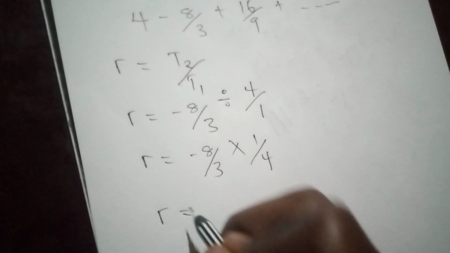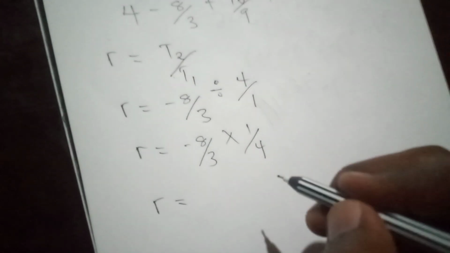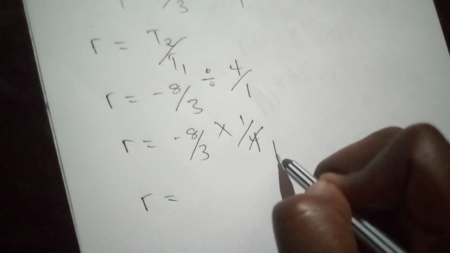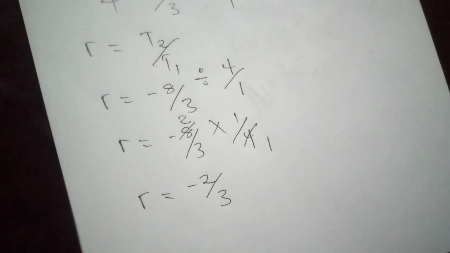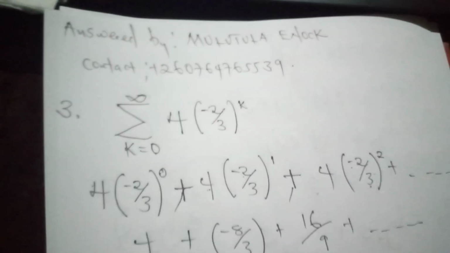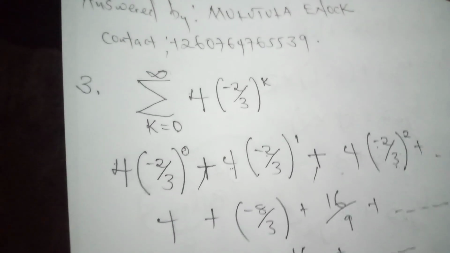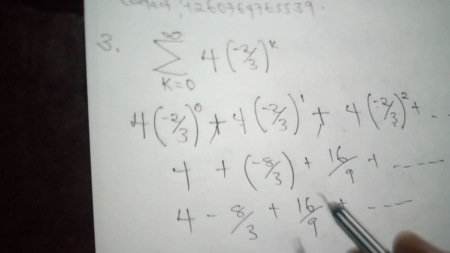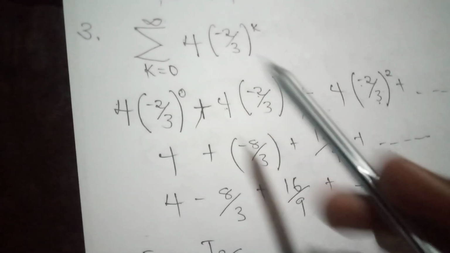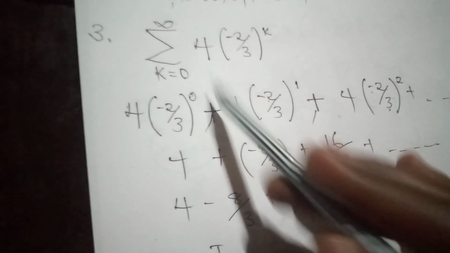So for our common ratio, let me just reduce. 4 into 4, 1. 4 into 8, 2. That is negative 2 over 3. So this is our common ratio. But I can give you a clue. If you look carefully at the expression we have been given, this is just the formula for a GP.